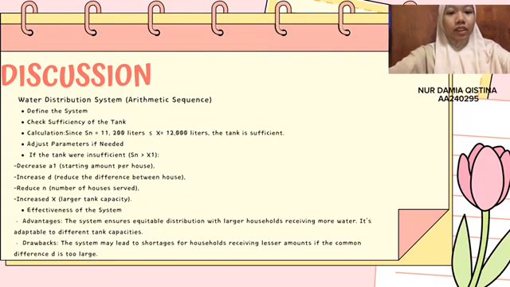Advantages: the system ensures equitable distribution, with larger households receiving more water. It's adaptable to different tank capacities. Drawbacks: the system may lead to shortages for households receiving larger amounts if the common difference is too large.